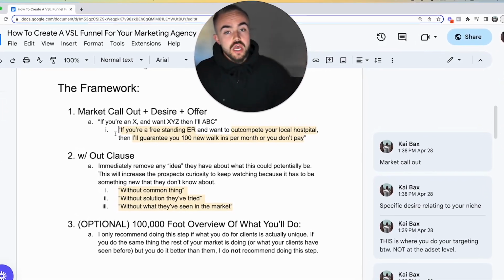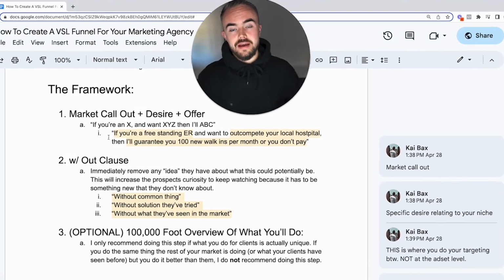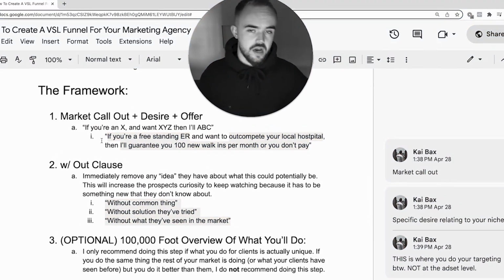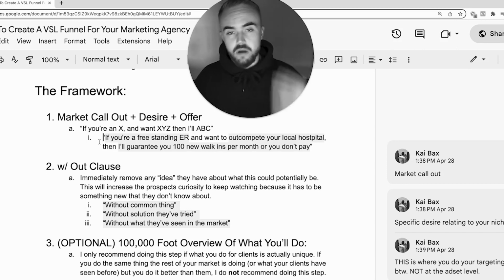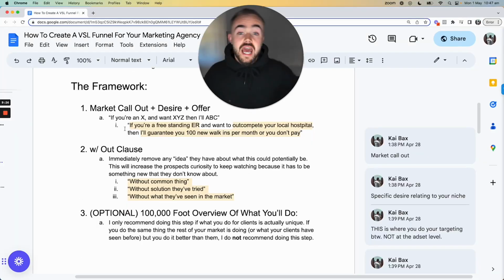And so by extension, they'll assume that they know what you're talking about. If you just said, hey, I'll get you 100 new members, they'll be like, oh no, you're probably doing ads. You're probably doing this. You're probably doing that. I've already tried it. So they mentally opt out of your ad and they keep scrolling. Same thing with the VSL.